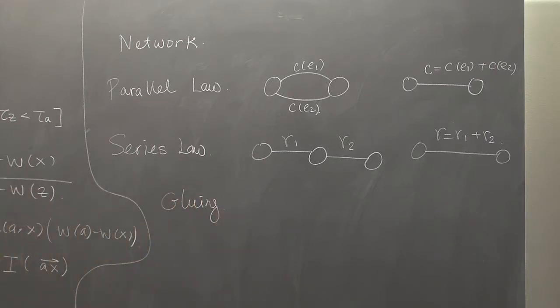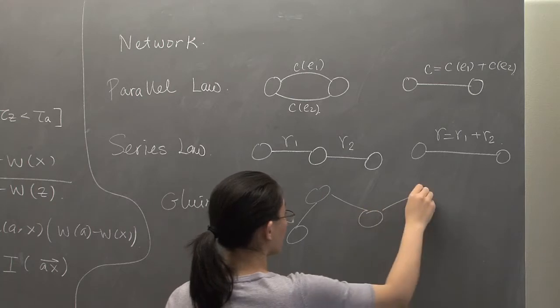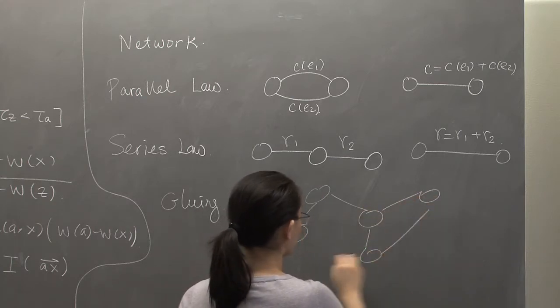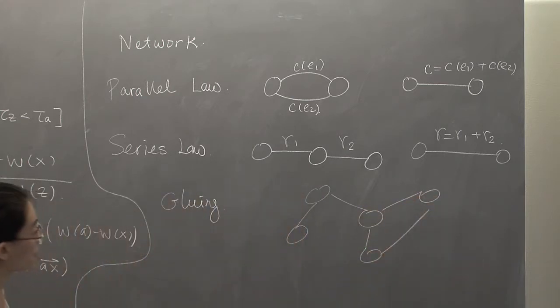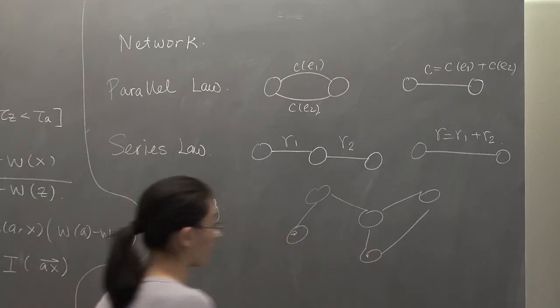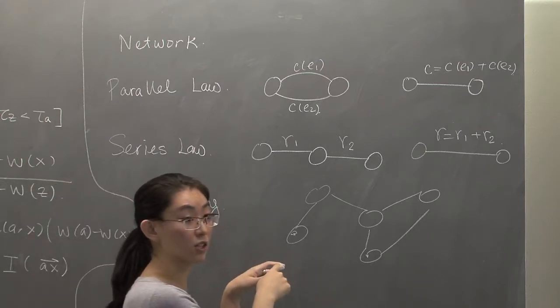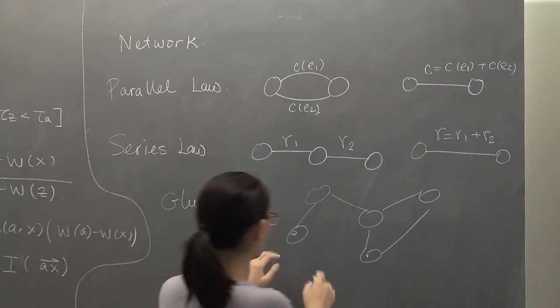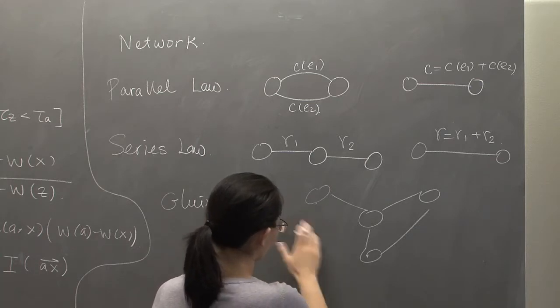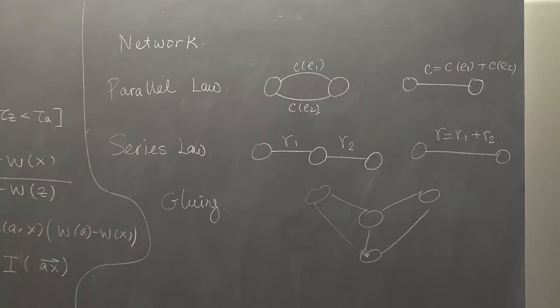The third operation says, in the network, which can be something very complicated, if we have two vertices and we know that they have the same voltage, then we can glue them together, and nothing changes in the network. So if they have the same voltage, we can just glue them together and nothing changes. So this is the third operation, gluing.